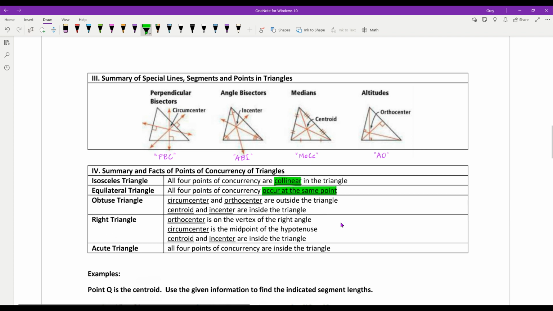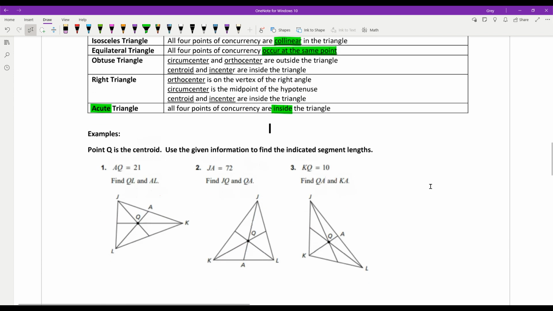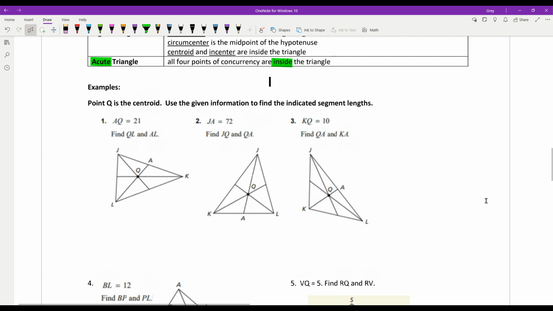But it is probably good to know that in an acute triangle, all 4 points are always inside the triangle. On the obtuse and the right, some are inside, some are outside. It's a lot. Okay, so let's go do our examples.